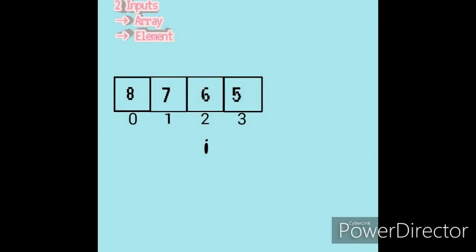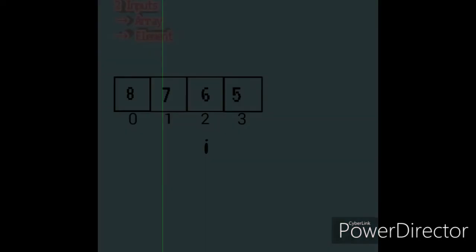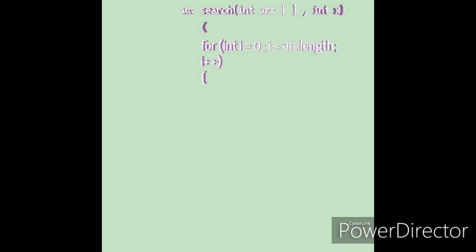So we will go to the next element. We will increment i by 1. Now, i is equal to 2. Array of i is equal to 6. x is equal to 6. We check whether array of i is equal to x. This is true, and so at that point, we will return the value of i from the function. So, let's write the code.